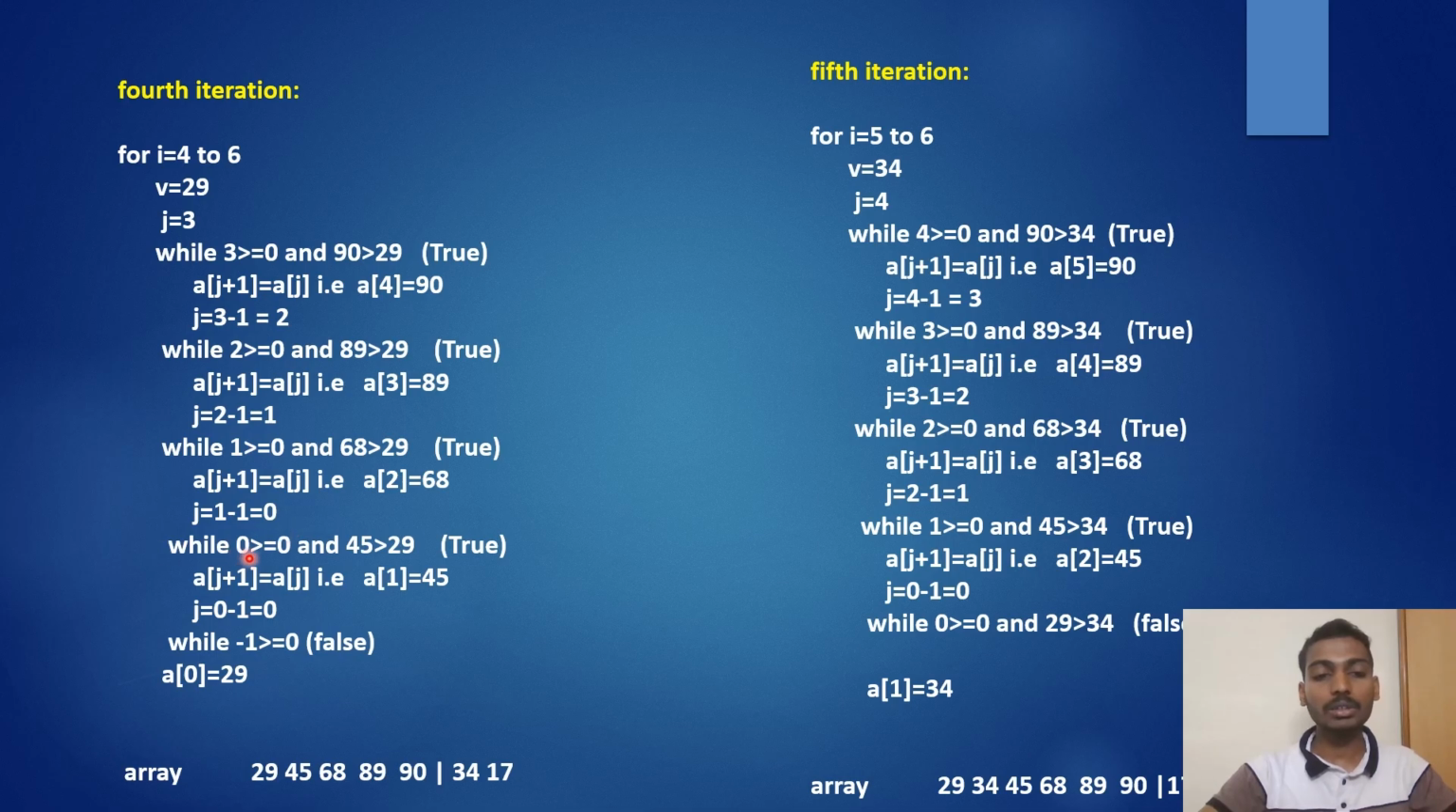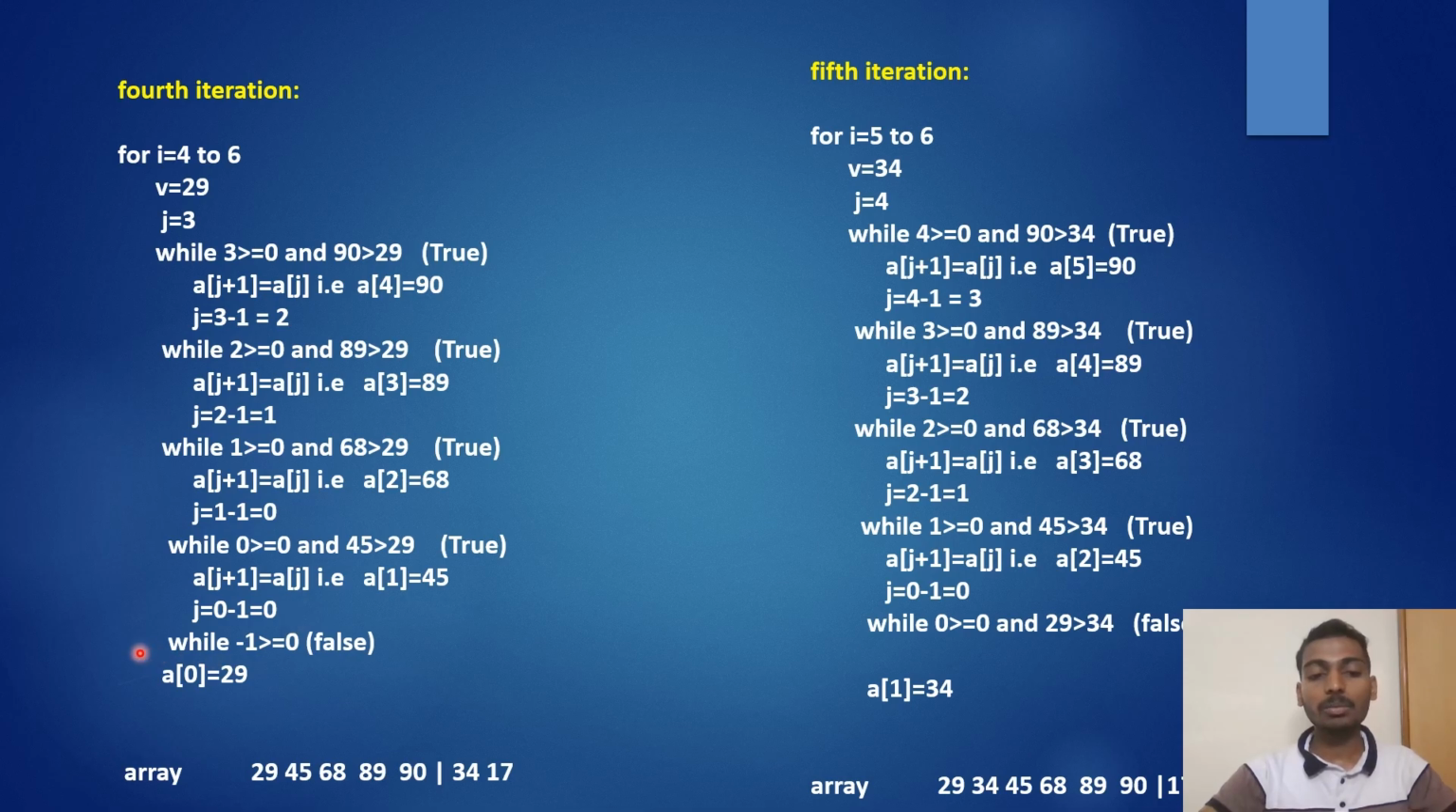Then again we need to execute the while loop, where 0 should be greater than or equal to 0. This is true, and 45 is greater than 29. This is also true. Then it will execute the while loop statements, and in that j should be decremented, and here j will be minus 1.